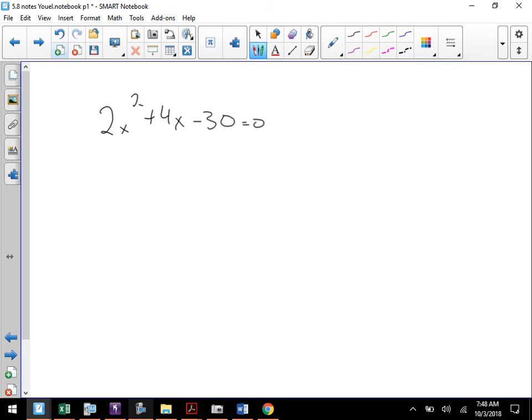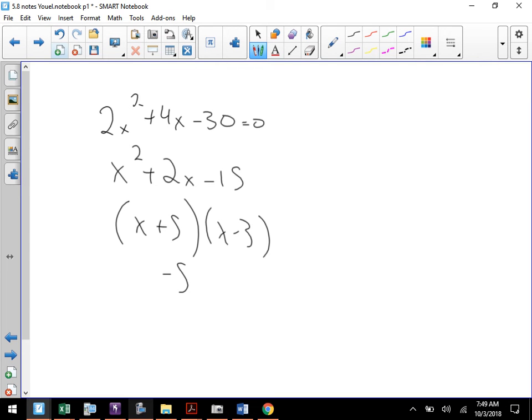When you're finding zeros for something like that, again, what's your first rule of factoring? GCF. Some of you guys did multiply the 2 and the negative 30 and worked your way through it. It was fine. You got to the right answer, but it was a lot more difficult. When you take out a GCF of 2, you have x squared plus 2x minus 15, plus 5, minus 3, negative 5, and 3. You're done. They should be that quick.